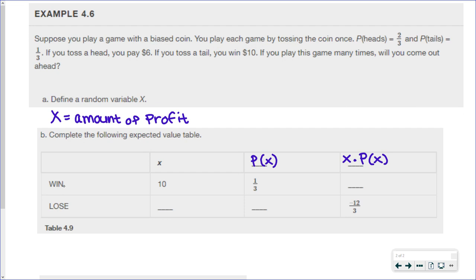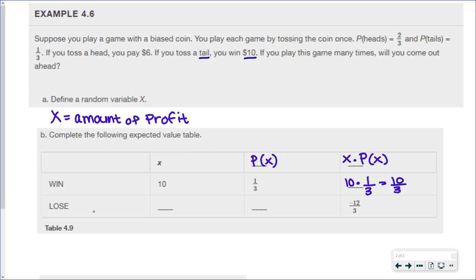So our first row talks about winnings. If we toss a tail, we win $10. So that's why this 10 is positive. The probability of a tail is 1/3. So there's the 1/3. Now the expected value, we would take 10 and multiply it by 1/3. This gives us 10/3.